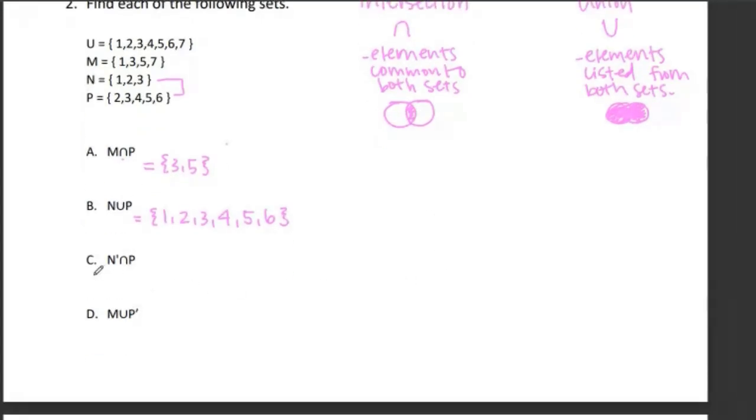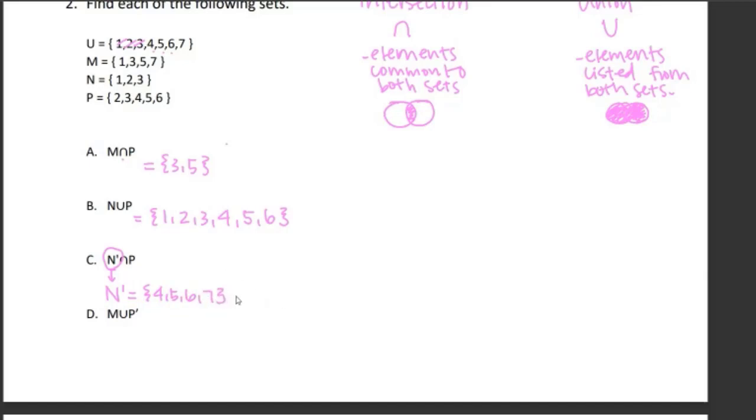Okay. Letter C is the complement of N and then intersected with P. So we have to find the complement of N first. The complement of N is what is not in that set. So if N has the numbers 1, 2, and 3, we're left with 4, 5, 6, 7. So the complement of N is 4, 5, 6, 7.